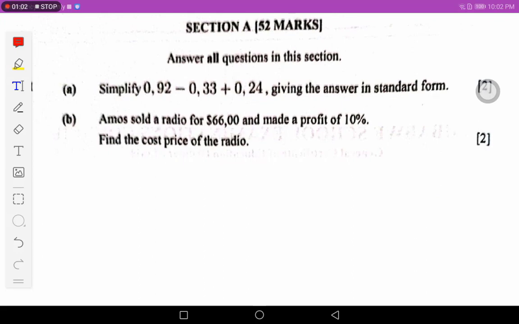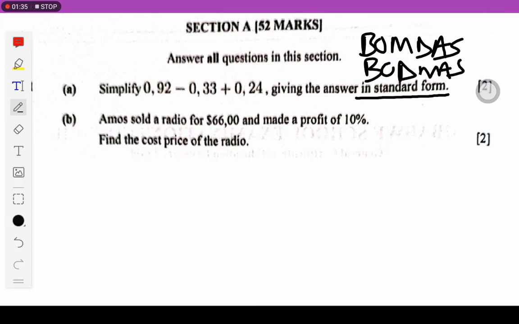Now, the first question is saying simplify 0.92 minus 0.33 plus 0.24, giving your answer in standard form. This is very, very important here. Okay, so that's why it is 2 marks. What you do for this question, you find out we have got addition and subtraction. So you can even use BOMDAS or BODMAS.